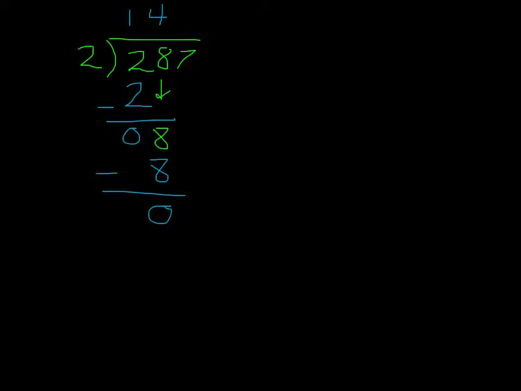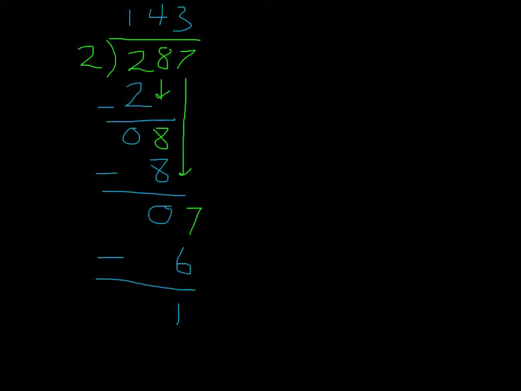Now I have to bring down my 7. 2 times 4 is 8. It's not 7, so let's go down 1 from 4, so we'll go 2 times 3. 2 times 3 is 6. Put our 6 down here. Subtract. 7 subtract 6 is 1. 2 cannot go into 1. 1 cannot be divided by 2. So 1 becomes our remainder.